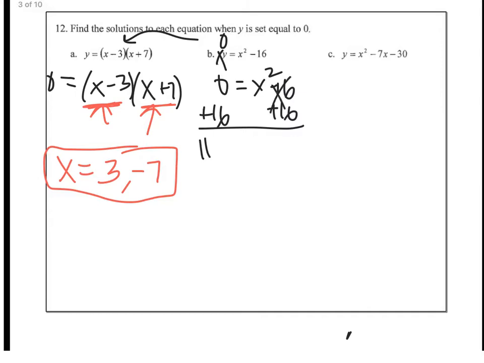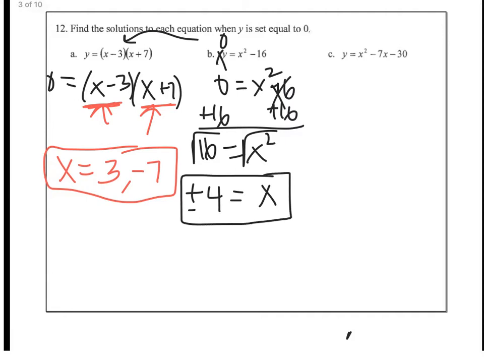So that's gone. So then I have 16 is equal to x squared, and then I would square root both sides. Don't forget, when you take the square root, I end up with a positive and a negative 4. Because 4 times 4 is 16, and negative 4 times negative 4 is 16.